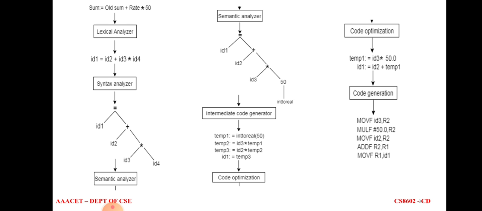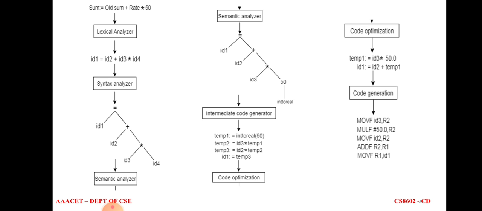It is passed to semantic analysis, the third phase. This phase is used to check the meaning of the source program, performing typecasting and type checking using the typecast operator. The same syntax tree is present in the semantic analyzer. The only change is the type checking: the number 50 is converted from integer to real. It can then be given as the input of the intermediate code generator.